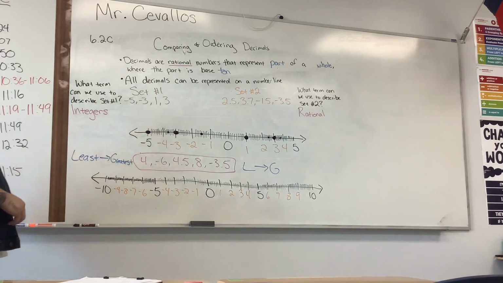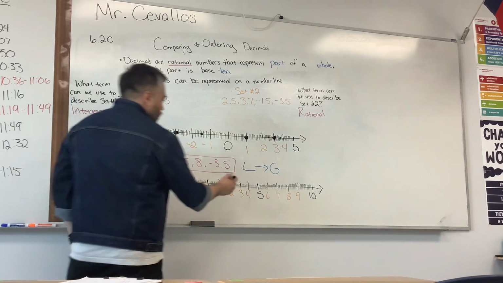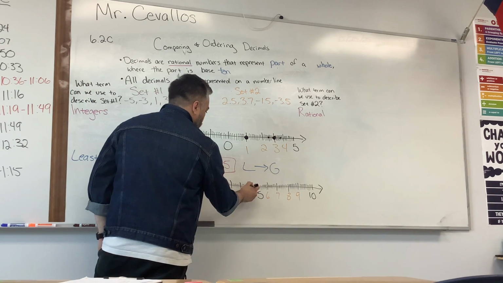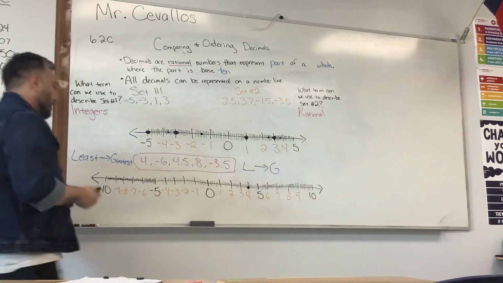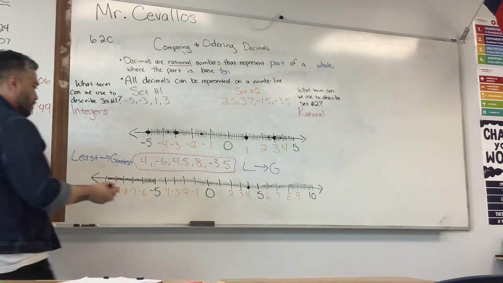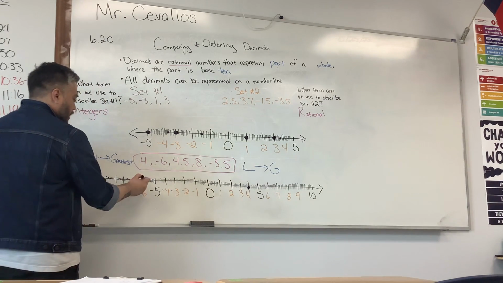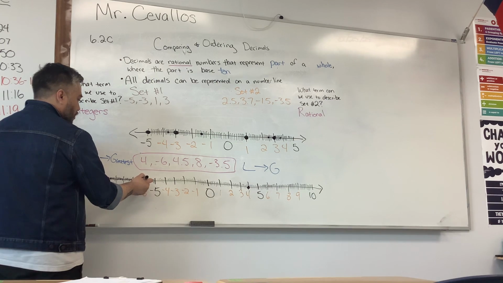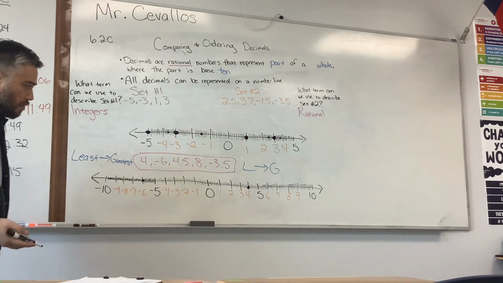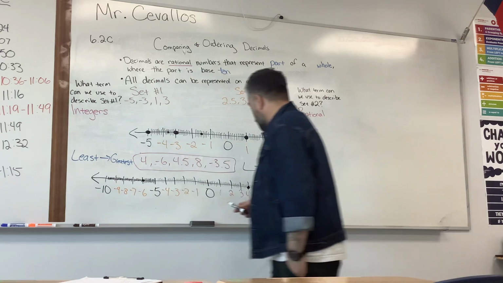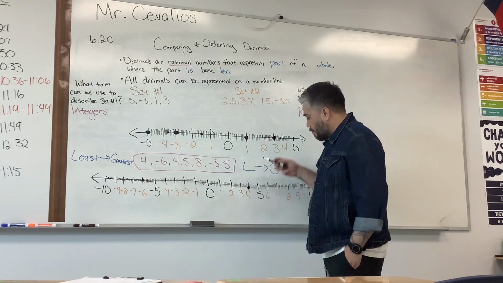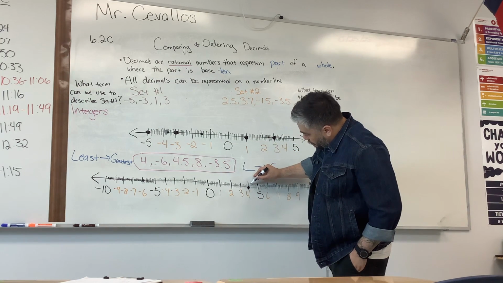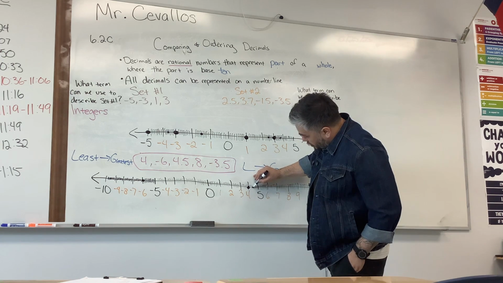Okay, now let's start plotting these numbers. The first number I have in this particular set is 4. Let's go ahead and plot that right there. That one's pretty simple, cool. Negative 6, awesome. I can just go left of 0 and find my negative 6 where all my negative numbers are. 4.5, I'm going to go to my 4, 4.1, 4.2, 4.3, 4.4, 4.5. Right there, right in the middle.